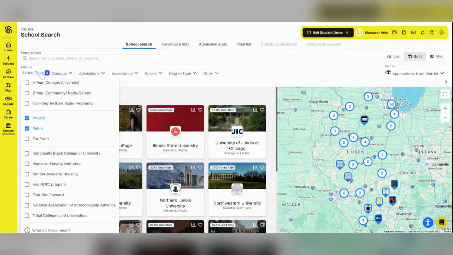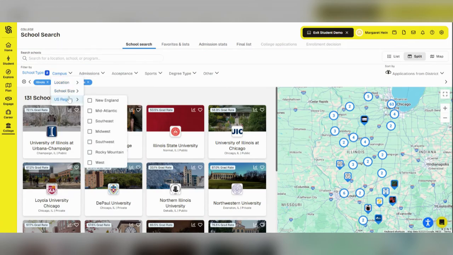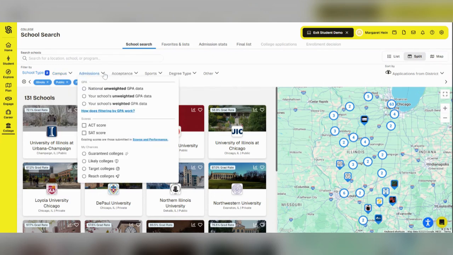So you can look at a 4-year or a 2-year school. You can also look at campus specifics. So is it in an urban, suburban, or rural area? How big is the school or how small? What region they're in? You can enter test scores to see how admittable you would be based on your SAT or ACT score.